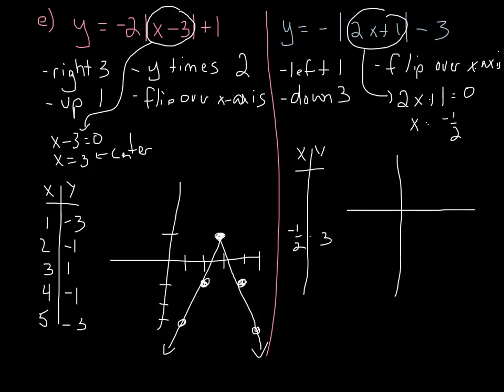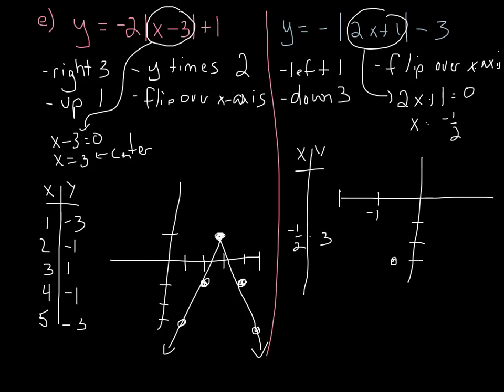Let's sketch the graph. So negative 1, negative 2. You know what? I'm going to make this just a little bit larger. I don't like how limited I've made myself. So negative 1, negative 2. So negative 1/2, negative 3. Here's negative 1/2 down to 3. Boom. There's negative 1/2, negative 3.